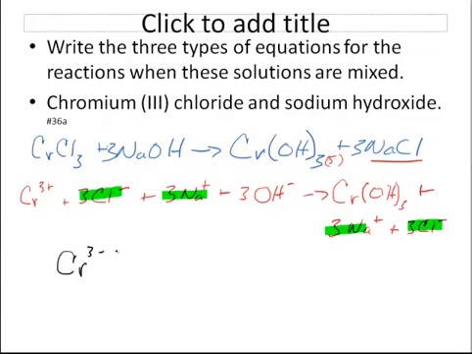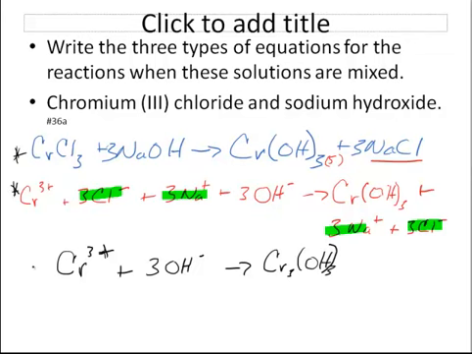Chromium 3 plus, boy, I really don't like that little automatic erase, plus 3 hydroxides yields chromium 3 hydroxide. Oops. All right, so there's your net ionic equation. So this one right here is the molecular. This is the complete ionic equation, and last but not least, this one is the net ionic equation.